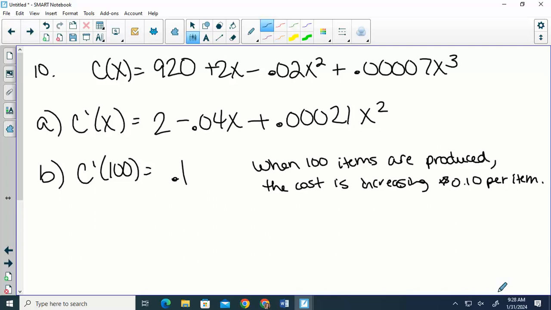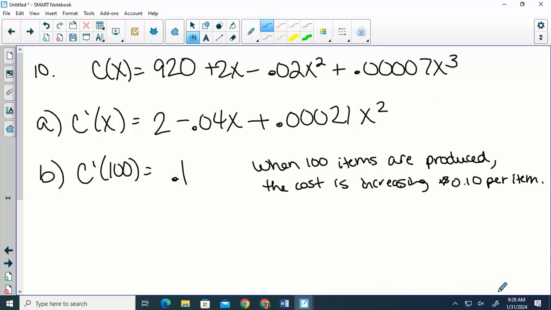Okay, so you have to have the 100 in there because is the marginal cost going to be the same when 200 items are made? No, probably not. So it's saying when I make 100 items, I would expect if I'm going to make another item, it would cost me an additional 10 cents.